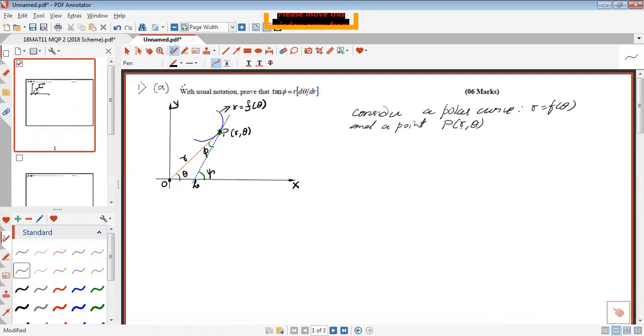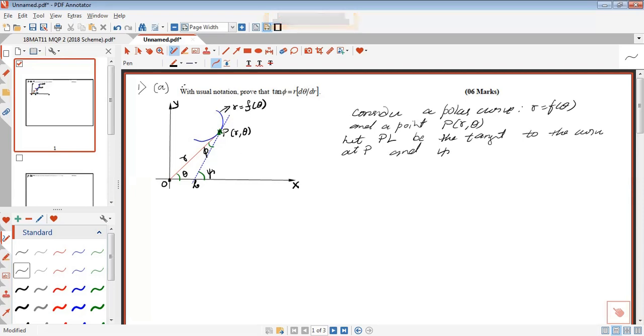Here OP represents the radius vector r, and the angle between the radius vector and the initial line is theta. So this point is P of r comma theta, radius vector comma the polar angle theta. Next, let us draw PL, which is the tangent to the curve at P.